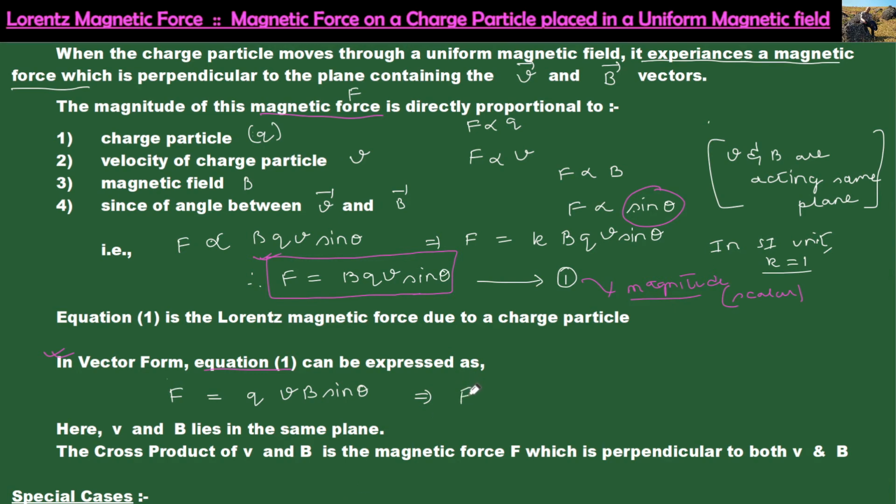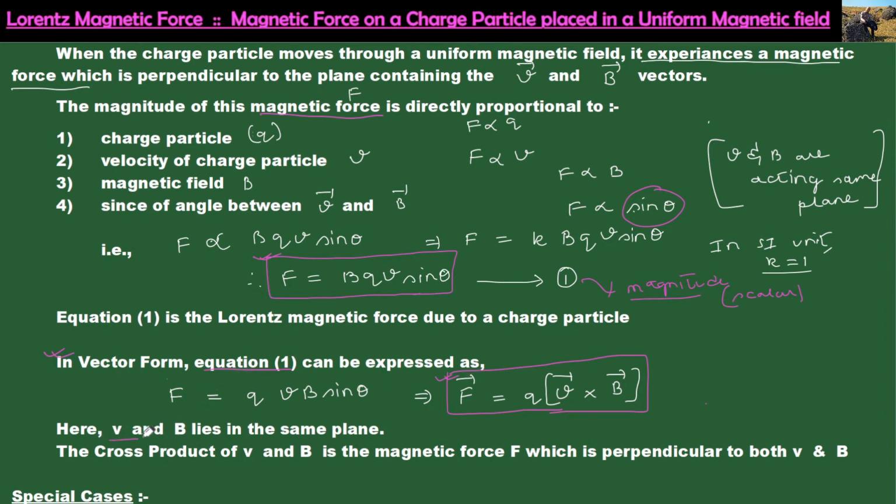Then from here, if I introduce the vector notation, V F bar. So over here, this is VB sine of theta. So V, velocity, is the first vector, and magnetic field is the second vector. So it will be V cross B bar. So this is our representation of the Lorentz magnetic force in vector form.